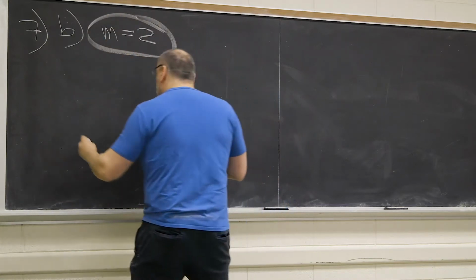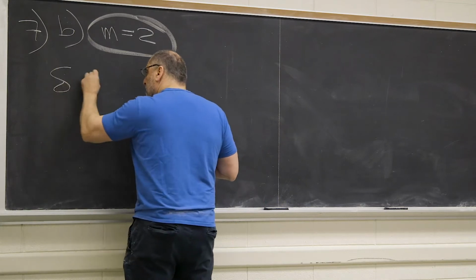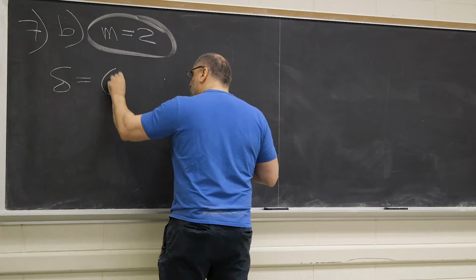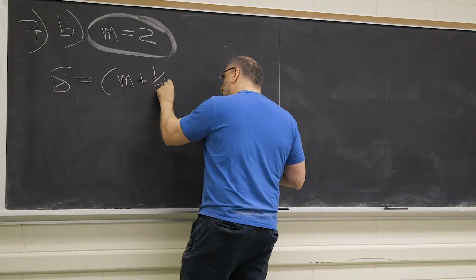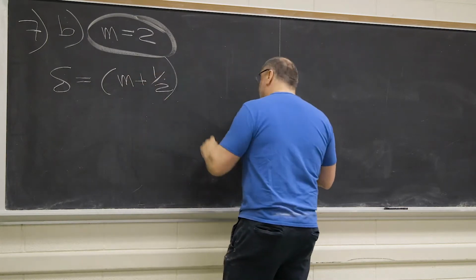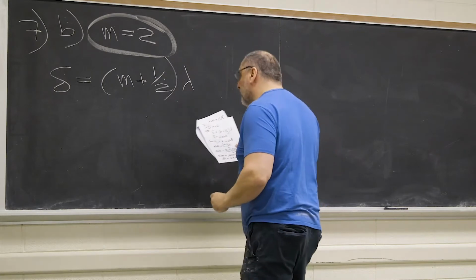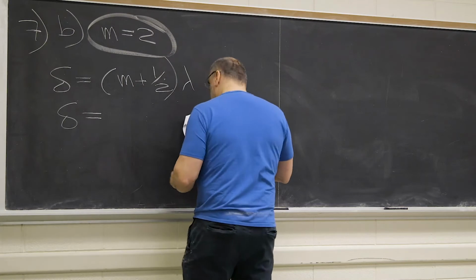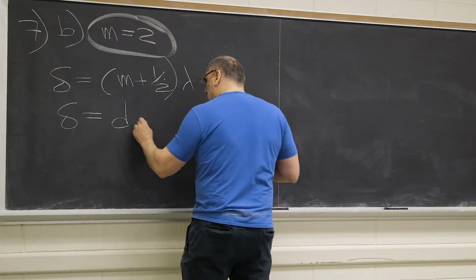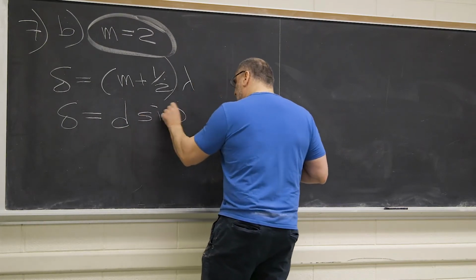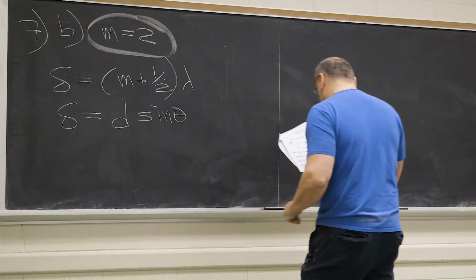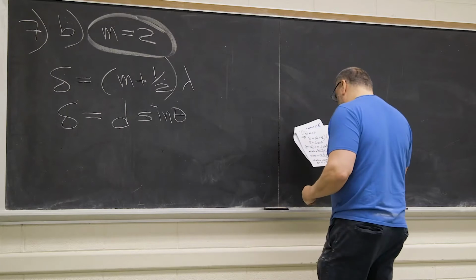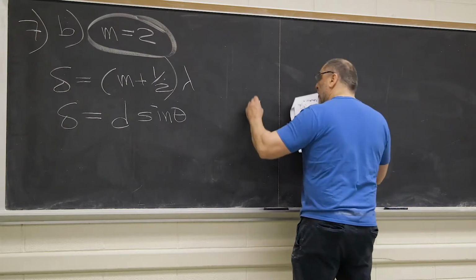M equals 2. If it's going to be a destructive situation, it's m plus a half times lambda that is going to get us there. Delta equals d sine theta. All right, well, the deltas are equal, and we said that. Let's do the song and dance that we know how to do.